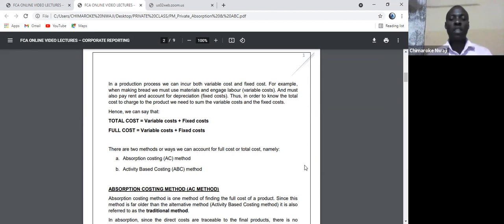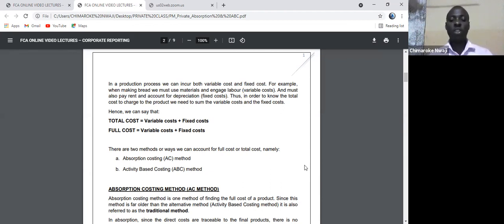Now that we've known the behavior of costs, which we say is variable cost and fixed cost, and we have seen what is called total cost or full cost, there are two methods or ways that we can account for the full cost of a product. There are two ways we can account for it. One of them is the absorption costing method. I call it the AC method. The second one is the activity-based costing method. I call it the ABC method.